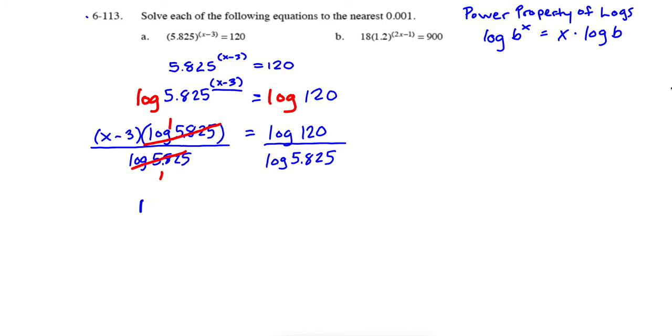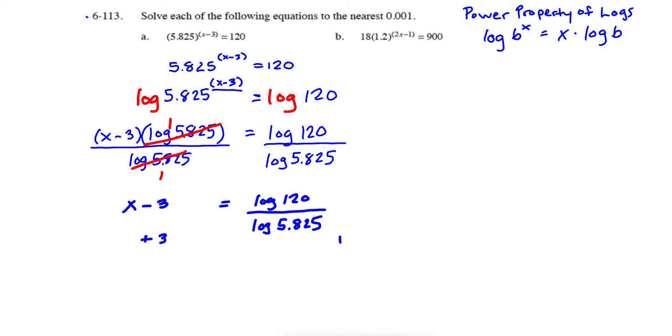And we're left with our quantity of x minus 3 should equal the log of 120 divided by the log of 5 and 825 thousandths. Now to get x by itself here, I'm going to end up adding 3 to each side.